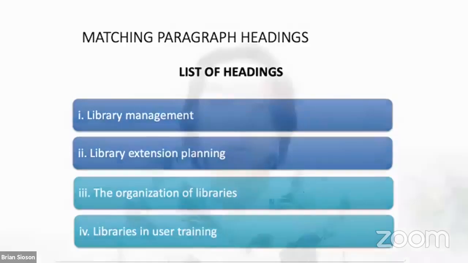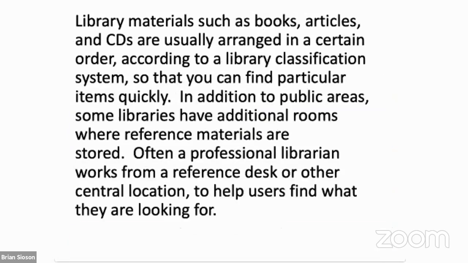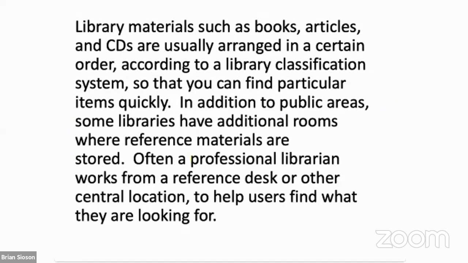Okay, so now let's move on to the passage. Let's go back to the passage. I'll read. Library materials such as books, articles, and CDs are usually arranged in a certain order, according to a library classification system, so that you can find particular items quickly. In addition to public areas, some libraries have additional rooms where reference materials are stored. Often, a professional librarian works from a reference desk or other central location to help users find what they're looking for.